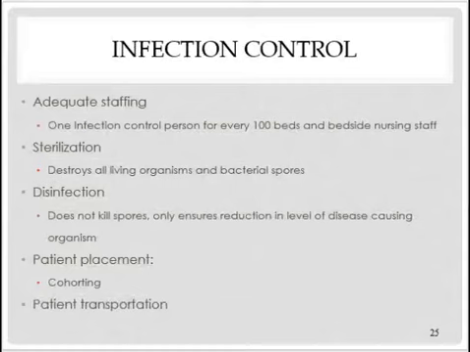Adequate staffing of nurses is an essential method for preventing infection. In addition to a ratio of 1 infection control practitioner to 100 occupied acute care beds, nurse staffing is critical. Sterilization and disinfection have helped invasive procedures become much more common and safe. Sterilization means destroying all living organisms and bacterial spores. All items that invade human tissue where bacteria are not commonly found should be sterilized. Disinfection does not kill spores and only ensures a reduction in the level of disease-causing organisms.